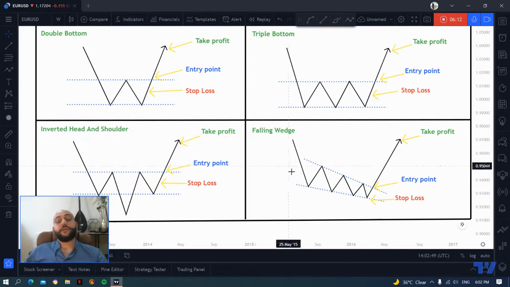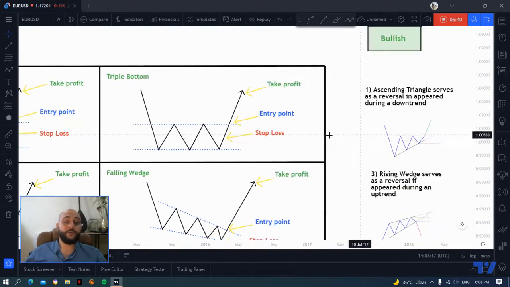Falling wedge is the same thing as a rising wedge, in the fact that with the falling wedge you have a downtrend coming down. Notice how you're getting lower highs and lower tops. Notice how it's kind of wedging together. Your entry point is going to be above here, when the market actually opens above this channel or wedge. Your stop loss is going to be at the bottom range of the wedge, and you're going to take profit where the wedge kind of started.